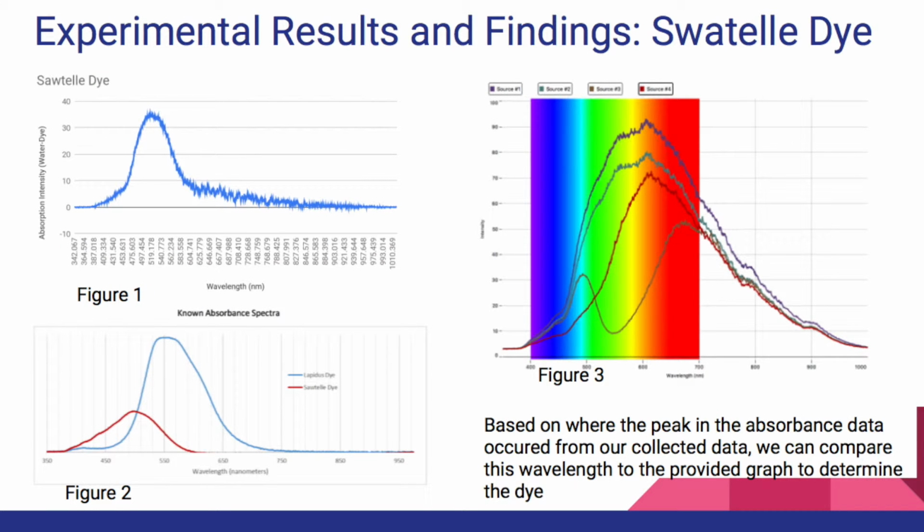These graphs help to illustrate how we came to the conclusion of our unknown dye being the Swatelli dye. Figure 3 represents the raw collection data from the spectrometer. We use this to calculate the absorbance of the unknown by subtracting the intensity produced by the water, source 2, by the intensity of the unknown dye, source 4. This created the absorbance spectra in figure 1. When comparing the wavelength associated with the peak, we concluded that our dye was the Swatelli dye. Note, due to the external light and other sources of error, the intensity values may be off, but the peaks should have formed at the same wavelengths.